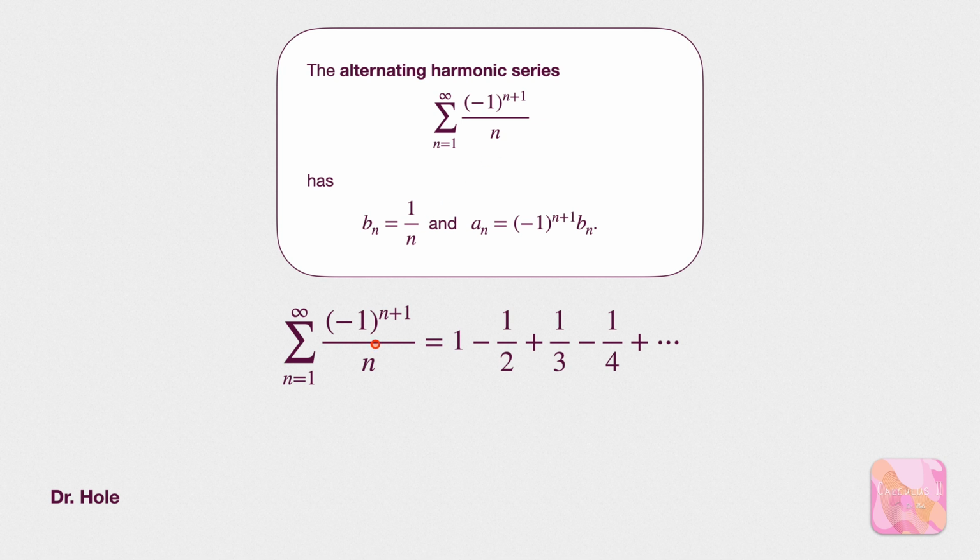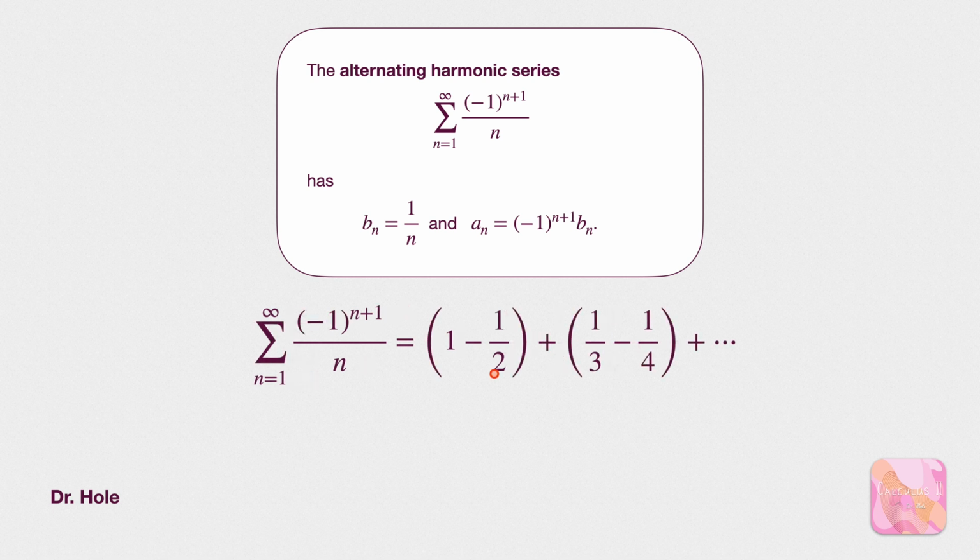Okay. So here we have the alternating harmonic series, and then the first few terms written out. Now, we can pair the first term and the second term, pair the third term and the fourth term, and so forth. In doing so, we can observe that each pairing is looking at a difference of two terms, and it's always a large term minus a small term. As such, each of these pairings is going to produce a positive difference.